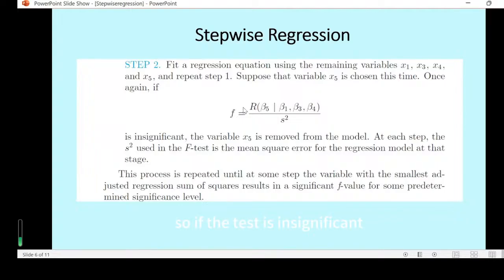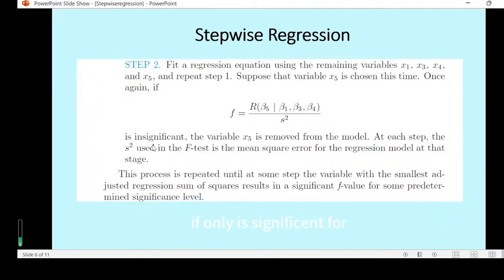So if the test is insignificant, which means we remove this one, the model will not be worse, right? So we can just remove this variable, and so on. We repeat this process until no more variables can be removed. If we remove this variable and the decrease of the R square, the marginal R square, is significant compared with the F-test, then we cannot remove this one.